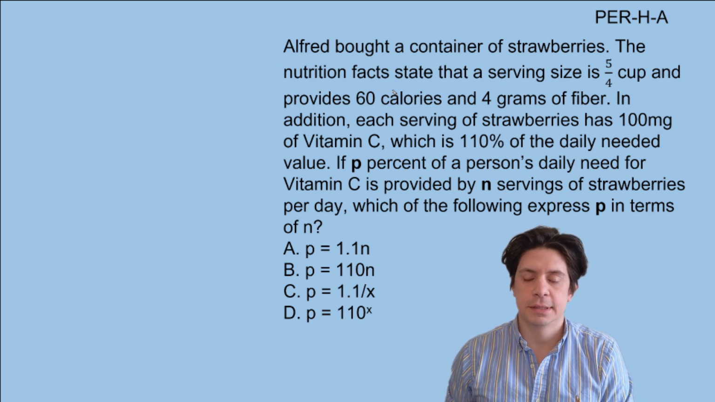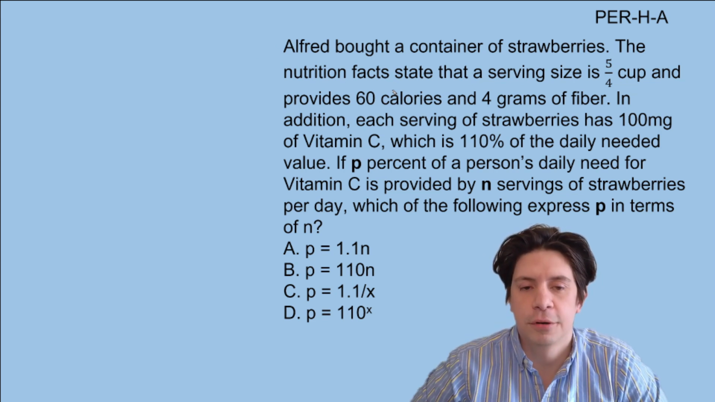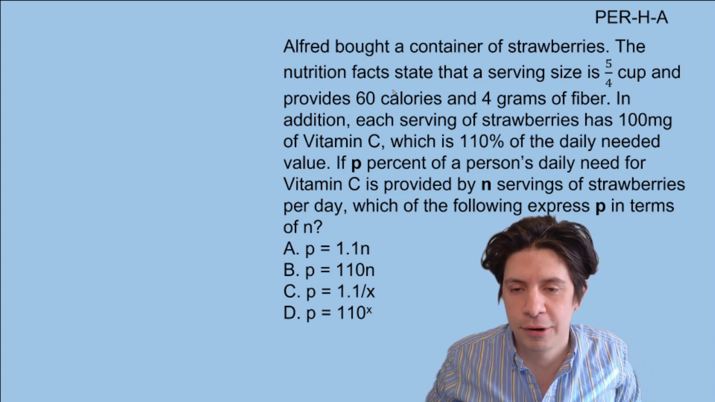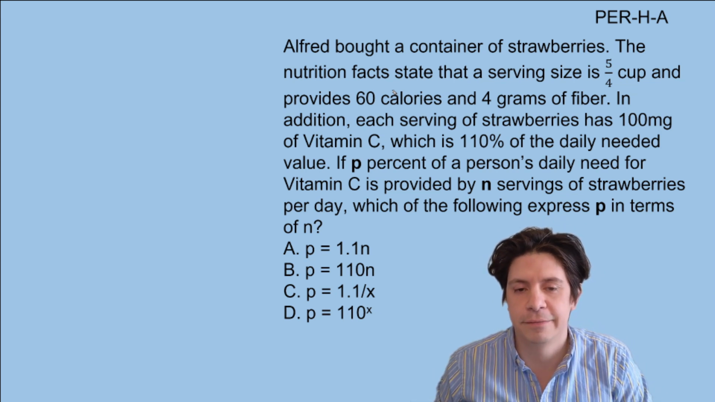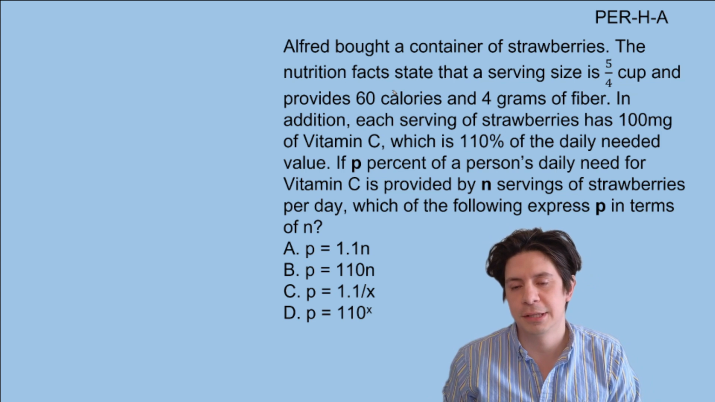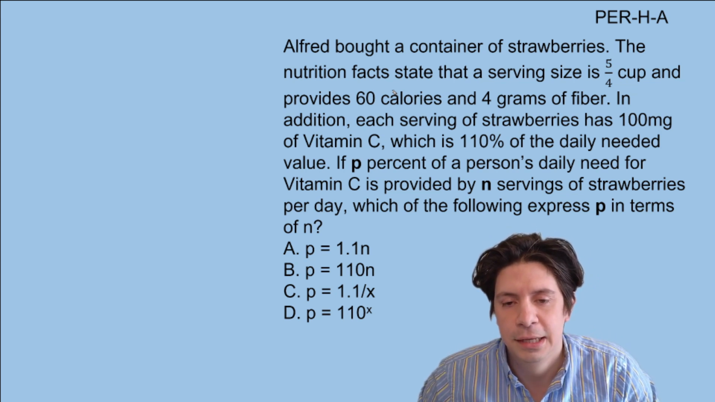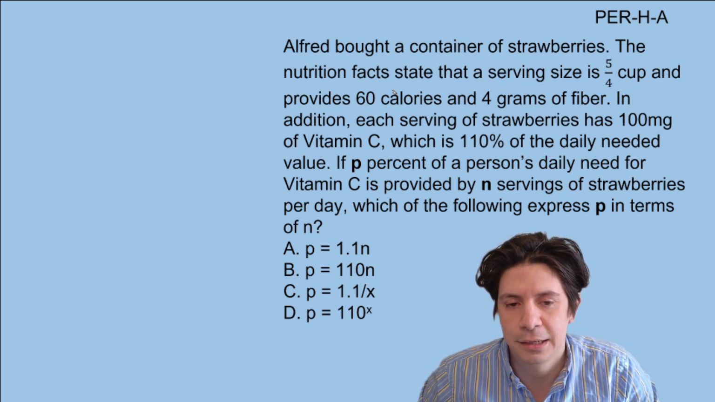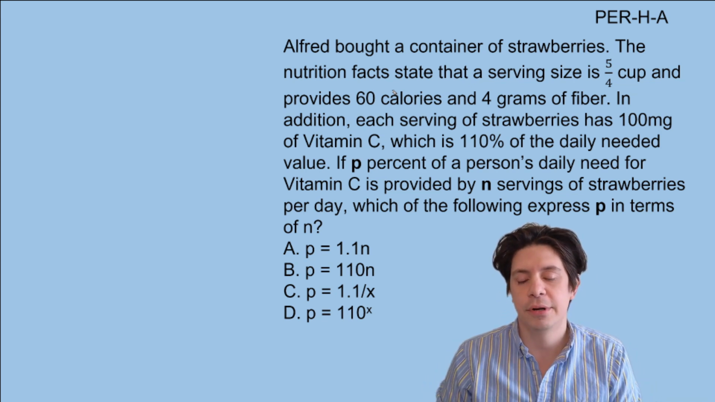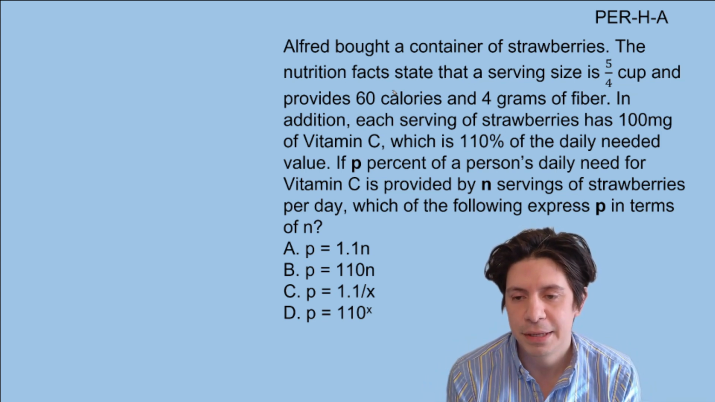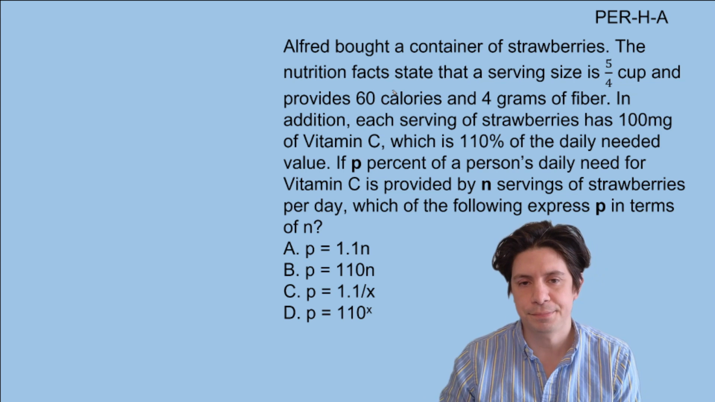The nutrition facts state that a serving size is 5 quarter cups and provides 60 calories and 4 grams of fiber. In addition, each serving of strawberries has 100 milligrams of vitamin C, which is 110% of the daily needed value. If P% of a person's daily need for vitamin C is provided by n servings of strawberries per day, which of the following expresses P in terms of n.